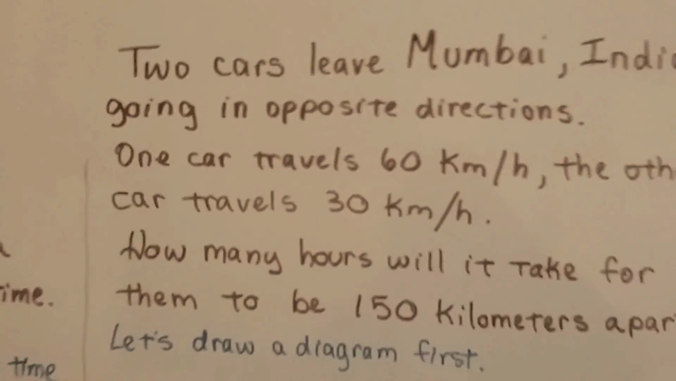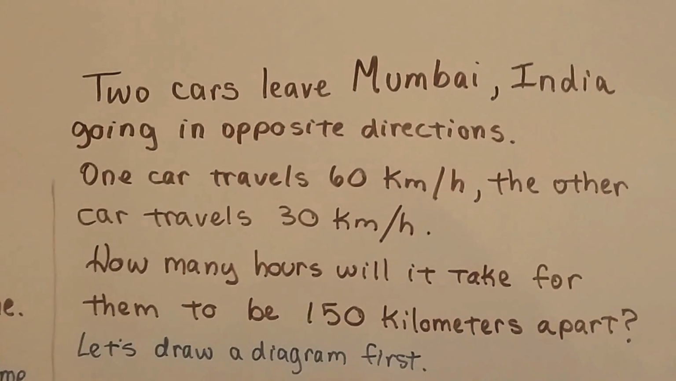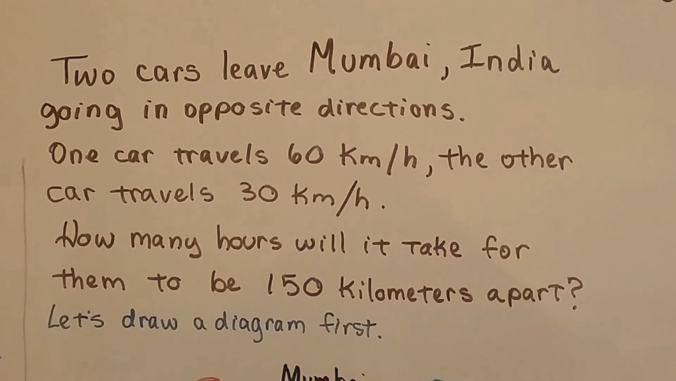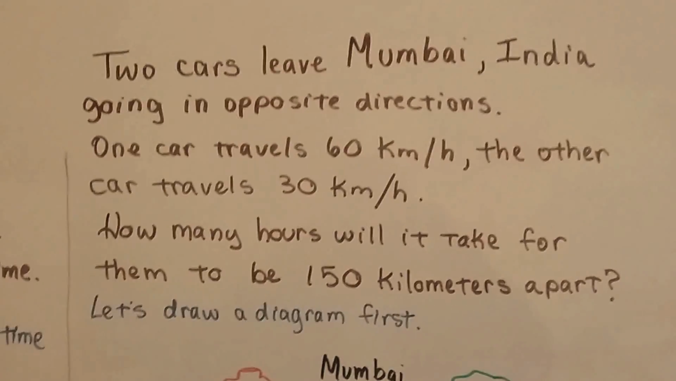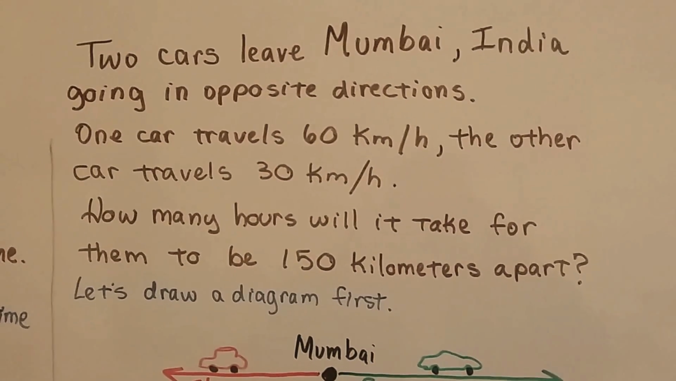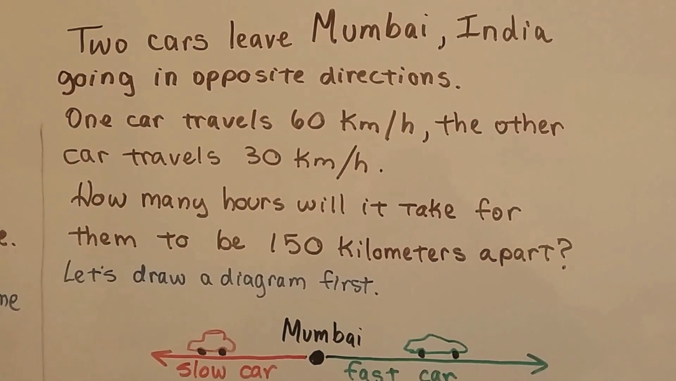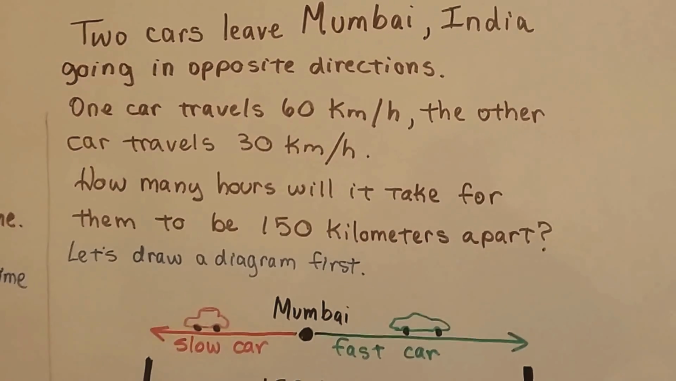Hours, days, minutes. So 2 cars leave Mumbai, India, going in opposite directions. One car travels 60 kilometers an hour. The other car travels 30 kilometers an hour. So how many hours will it take for them to be 150 kilometers apart? So let's draw a diagram first.